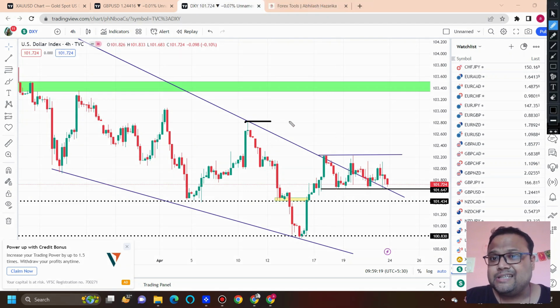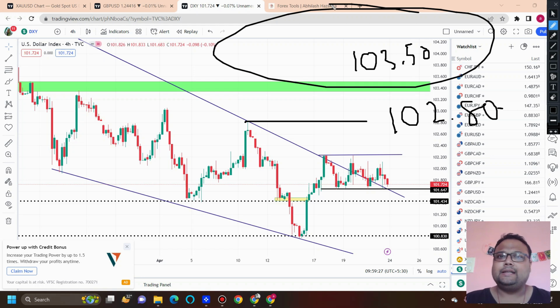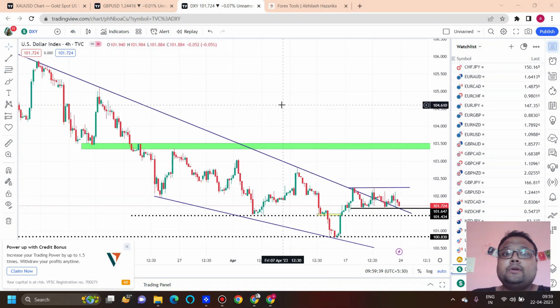We have multiple resistances around 102.80, then we have resistance around 103.50, and these levels should work because there is no news as such. During the weekend there may be some news, okay, and that may bring some volatility, but as of now there is no news that will come to save and rescue DXY.